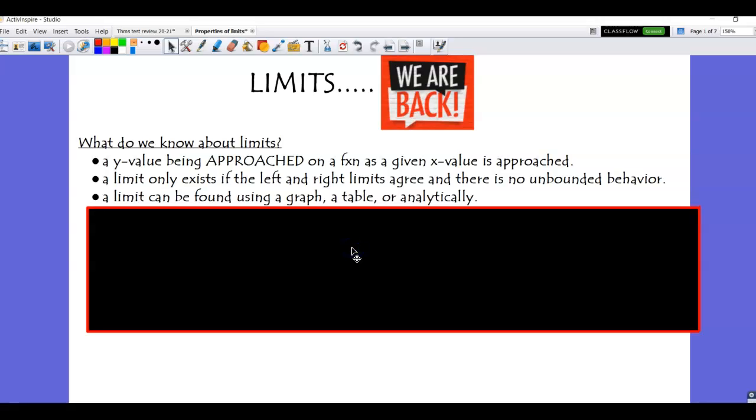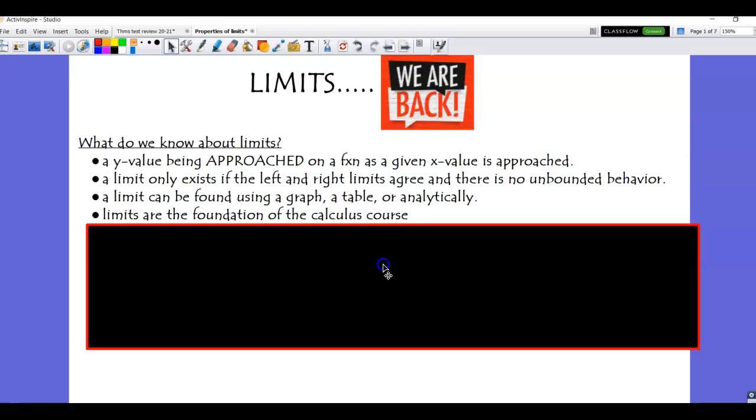Well, you can find them by examining a graph and looking at the left and right limits. You can examine limits by creating a table of values and looking at the values coming from the left and from the right. Or you can find limits analytically. So using our strategies of direct substitution, factor reduce, rationalizing the numerator or denominator, all those various strategies that we learned to manipulate a function to see whether or not the limit exists when we don't have a graph or a table.